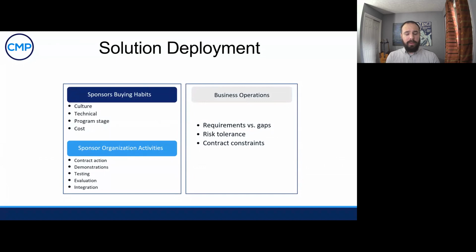And then lastly, on the right-hand side there, you see business operations. You have to understand what's a requirement versus what's a gap in capability. You have to know what their risk tolerance is. Are they an organization that likes to take incremental risk, and in doing so, their innovation adoption is a little bit slower? Or are they an organization that really likes to take risks and has a framework in place to support innovation, saying that we're going to try 10 things out, we're going to learn from each of them and see what sticks? And then what kind of contract constraints are in place?